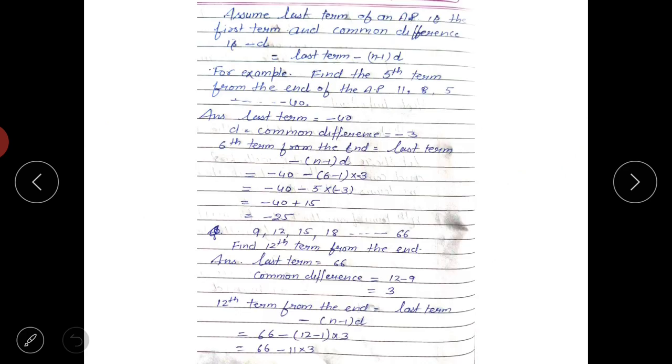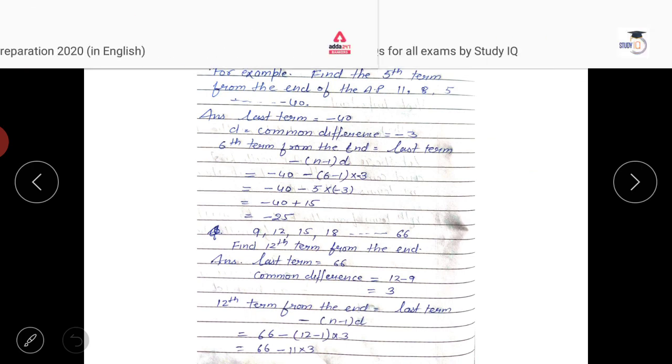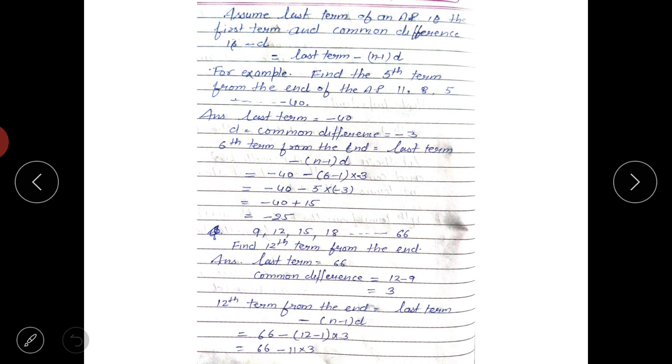Another way to solve this type of question is to assume that the last term of the AP is the first term, and the d should be opposite. If d is negative, then it will be positive, and if it is positive, then it should be negative. Then the nth term from the end is the last term minus n minus 1 into d.